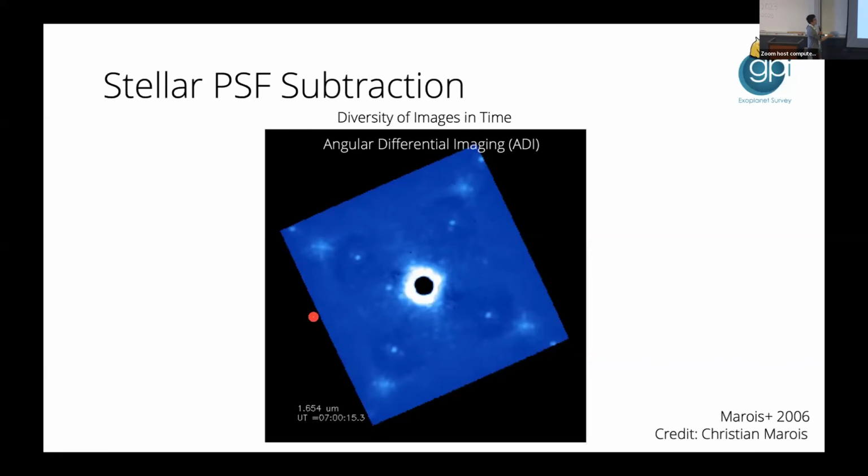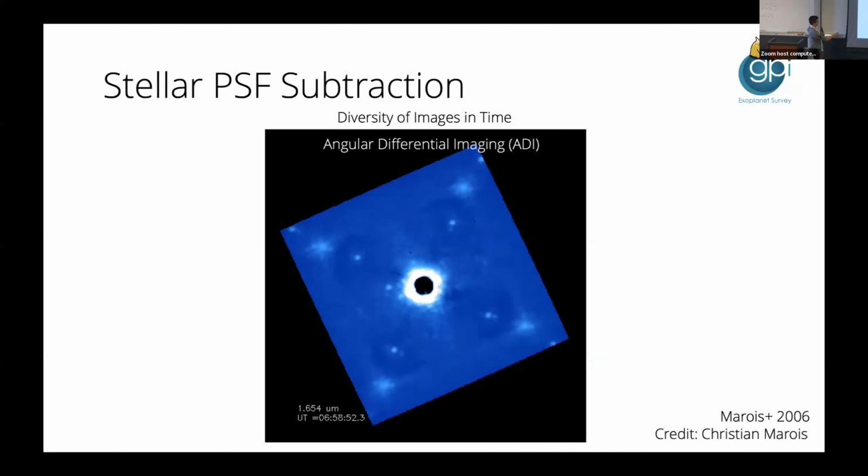From the ground, we often use a technique called angular differential imaging. And this employs the fact that the Earth rotates. So basically the sky rotates. Have you ever seen those night sky images where the Milky Way is rotating across the night sky? We're taking advantage of that fact.